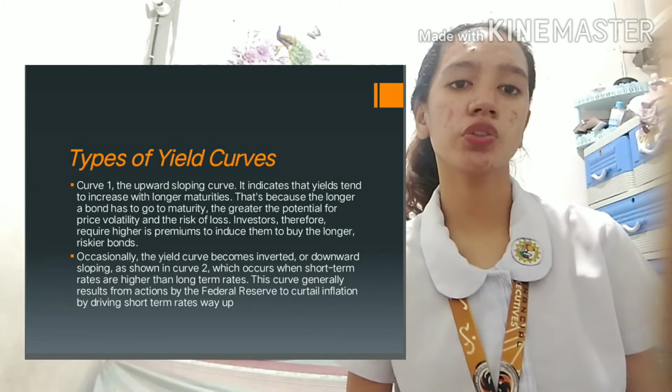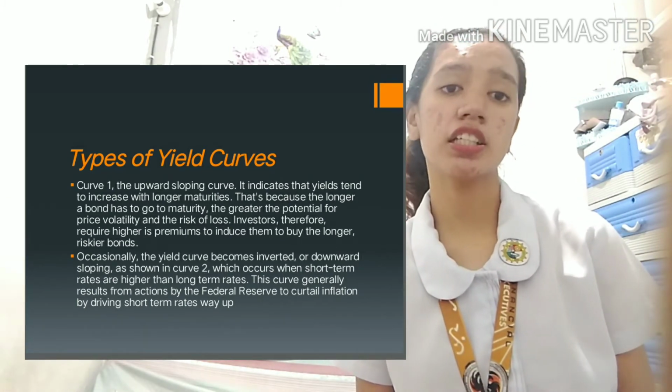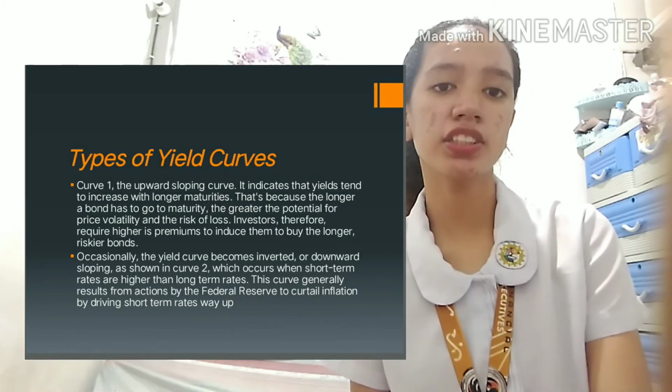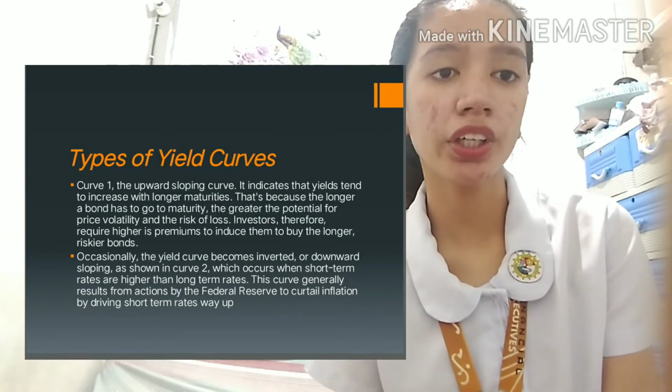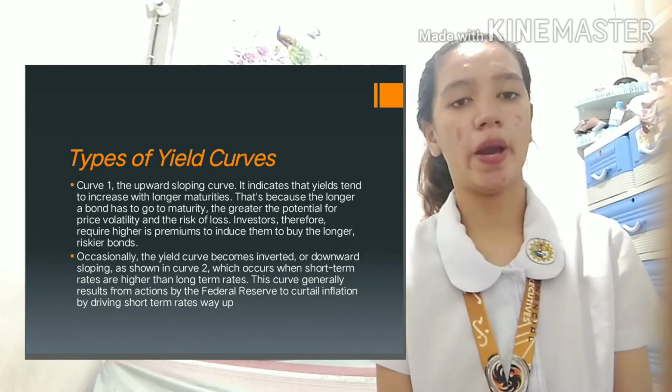Yung pangalawa naman is yung downward sloping, which occurs when short-term rates are higher than long-term rates. This curve generally results from action by the Federal Reserve to curtail inflation by driving short-term rates way up. Paano nga ba mag-plot ng curves?